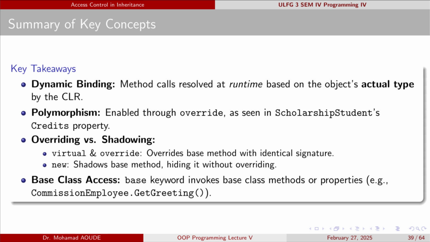Summary of polymorphism tools. Quick recap of behavior control and inheritance: virtual plus override, true polymorphism. New, hides base method, breaks polymorphism. Base, explicit call to the base class logic. These are the control switches that let you fine-tune inheritance safely. Use them intentionally, not accidentally.